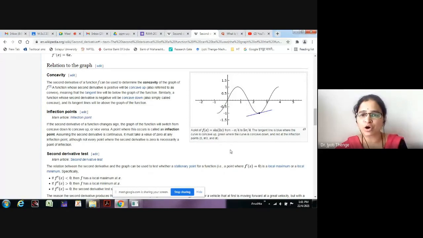Inflection points means the point at which the nature of your curve changes. Concave up to concave down, concave down to concave up. Wherever the nature of the curve changes, this is called the inflection point. And this blue color line is showing you that the nature of the curve is concave up. And this green color shows the nature of the curve is concave down. Okay.